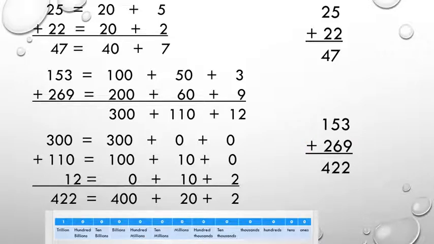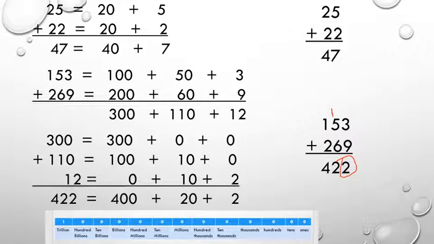3 plus 9 is 12, but we can't write 12 because that's why we needed to add another. So what we do is we copy first the ones digit 2 here, and then we carry the extra. So pick up the extra digit, the tens. From there we add them again.